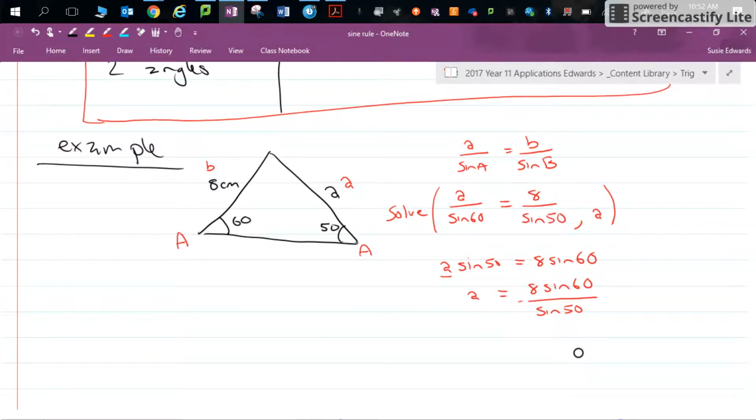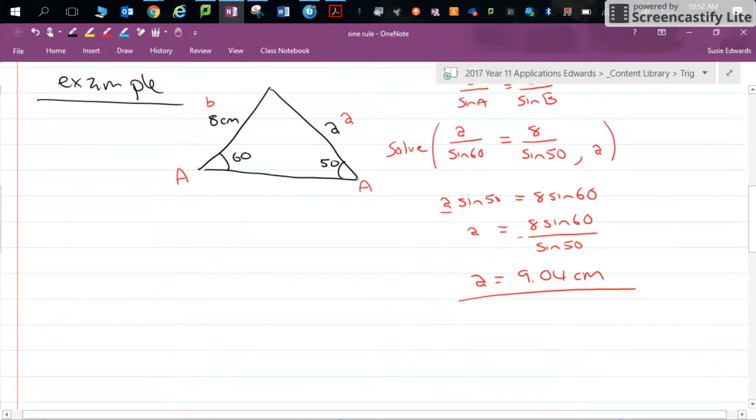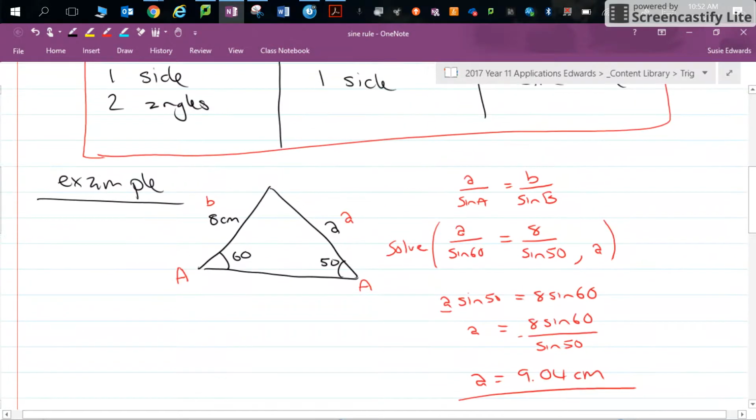So we put that into our answer, and we write A equals 9.04 centimetres, given that's what our measurement is. And that's our answer. So now we've found a side, given 2 angles and a side. Okay, so that's all we have to do. This is for finding a side.